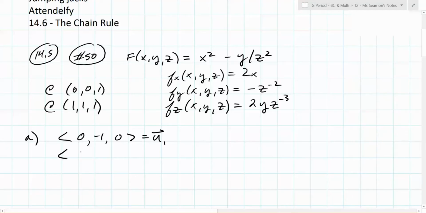So then the second one, what do we plug in? 1, 1, 1. What is it? 2, negative 1, and 2. What do we need to divide by? Square root of 9. So what do we divide by? 3. So that is u2.